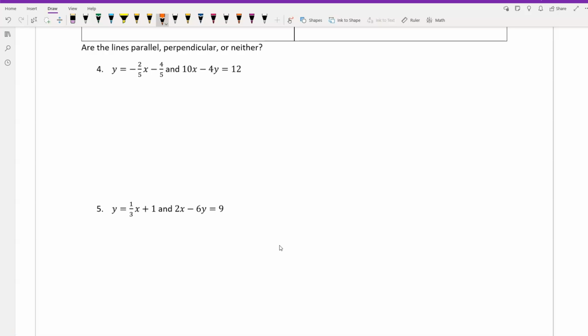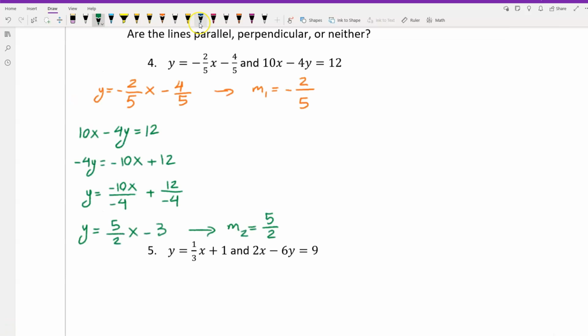Are the lines parallel, perpendicular, or neither? What is given is y equal to -2 over 5 times x minus 4 over 5, and the other line that we have here is 10 times x minus 4 times y equal to 12. I'm rewriting what we have for the first one and finding the slope. For the first line, we have negative 2 over 5 times x. The coefficient of x is negative 2 over 5, so that is our slope. I used m1 for the first line.